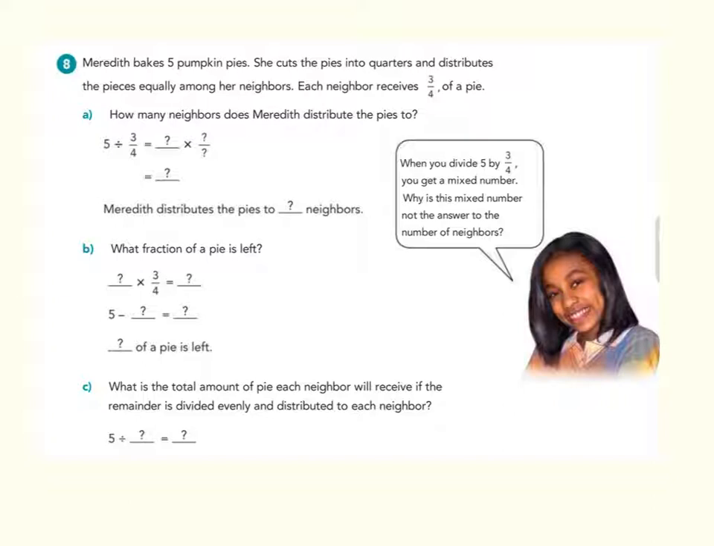After Meredith has given away 3/4 of a pie to each of her neighbors, what fraction of a pie is left? And then, once you figured that out, calculate what is the total amount of pie each neighbor will receive if the remainder is divided evenly and distributed to each neighbor.